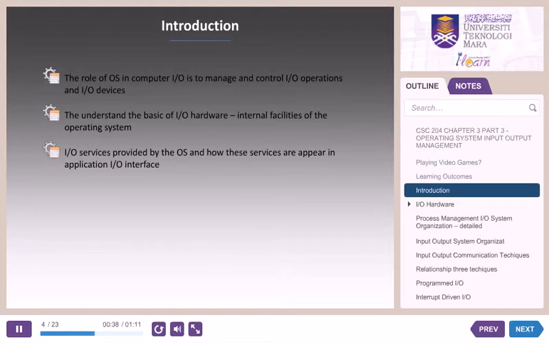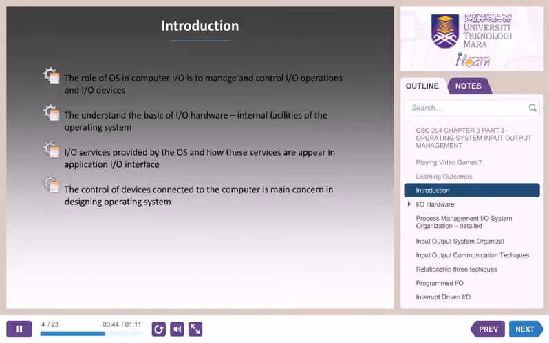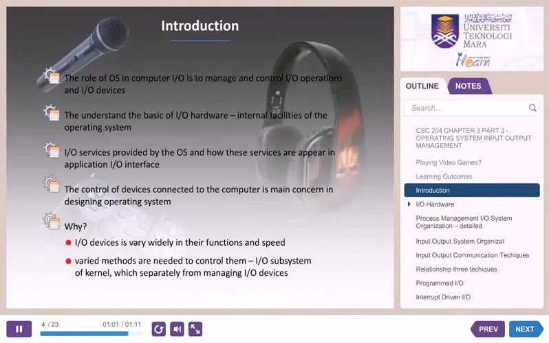Input-output services are provided by the OS, and these services appear in the application input-output interface. The control of devices connected to the computer is a main concern in designing an operating system. Why does it become a major concern? Input-output devices vary widely in their functions and speed. Varied methods are needed to control them, and these methods form the input-output subsystem of the kernel, which separates the rest of the kernel from the complexities of managing input-output devices.